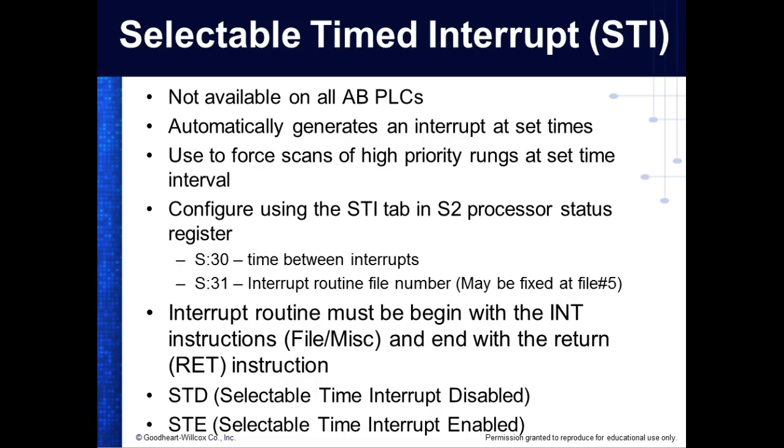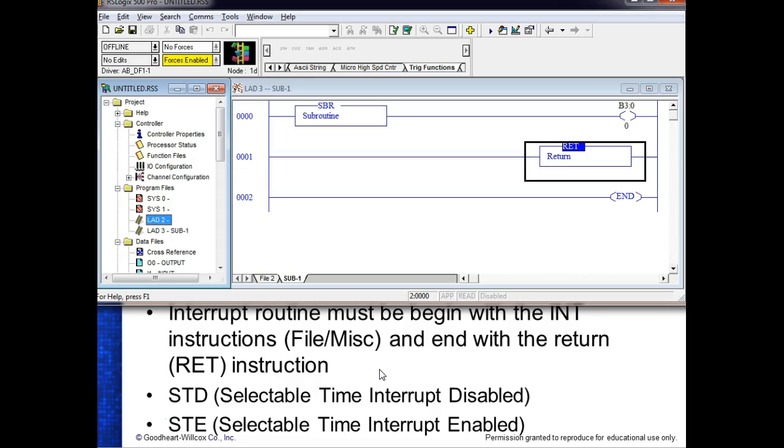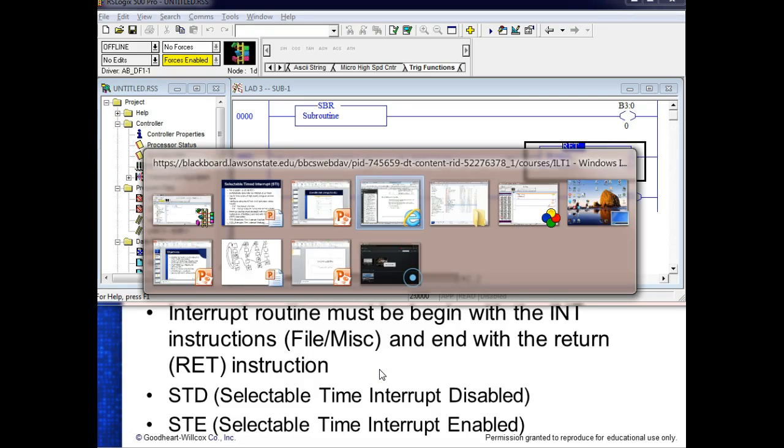Automatically generates an interrupt at a set time. These are selectable time interrupts. Used to force scans of high priority runs at a set time. Configured using the STI tab in the S2 processor register.